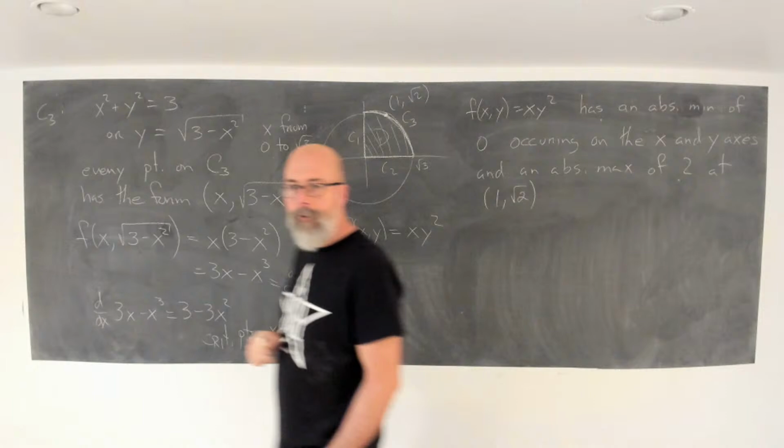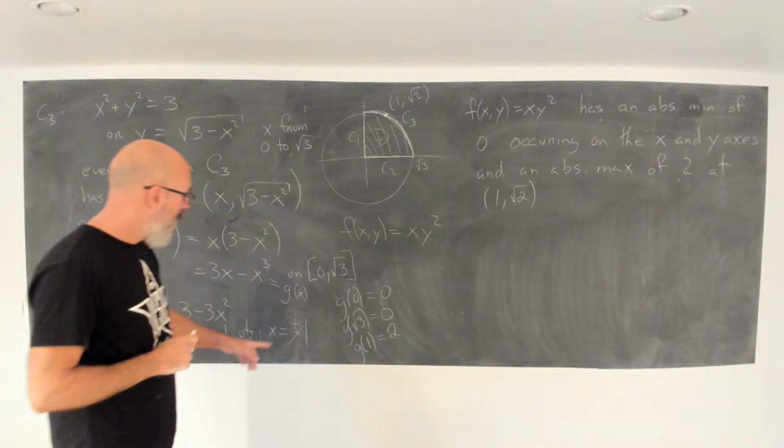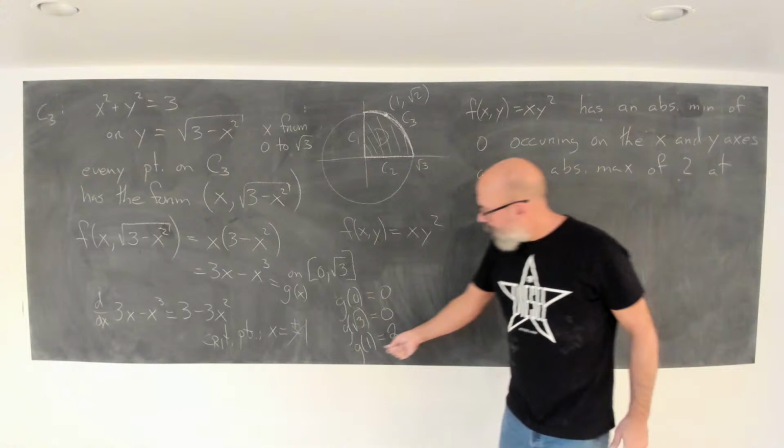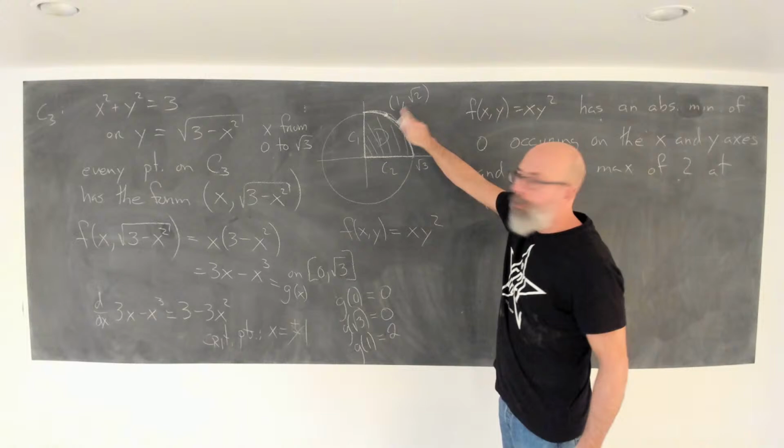Why do we find g of 1? Then we don't use it. No, we use it. That's our maximum. That is the maximum. And where does it occur? It occurs when x is 1, or at the point (1, root 2).